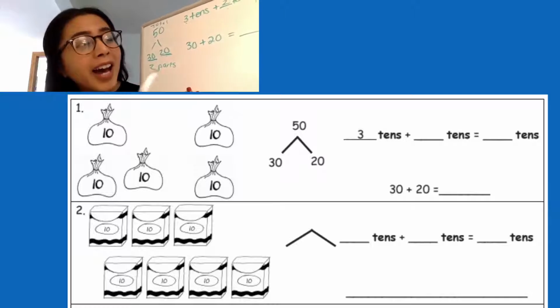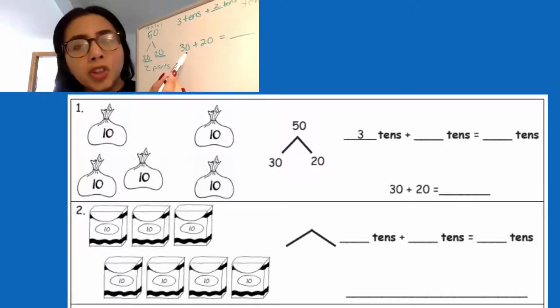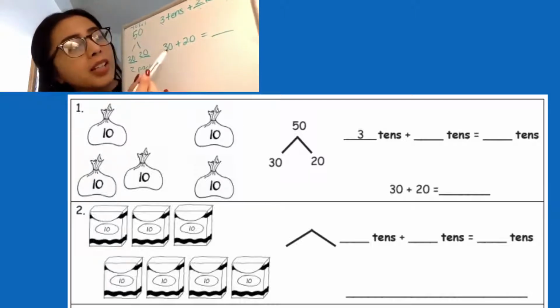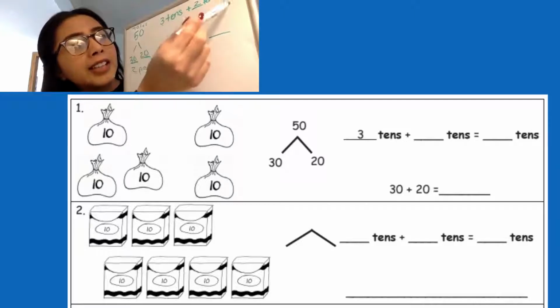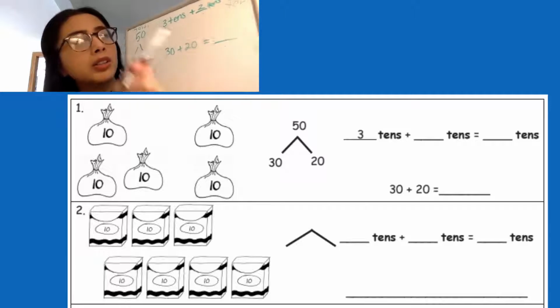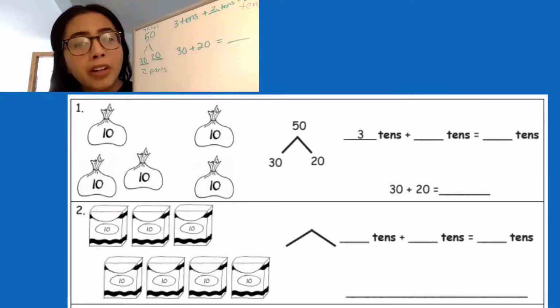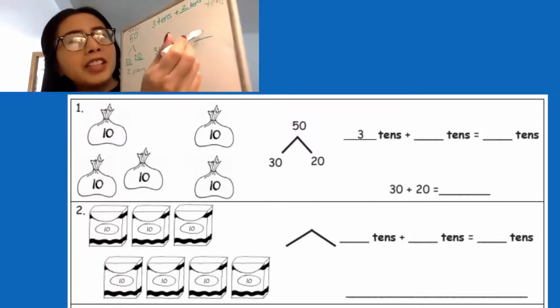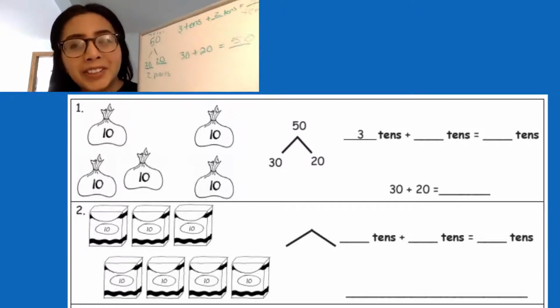And now we can look at our second number sentence, which is just the regular way. So instead of saying tens, tens, tens, we can now just say 30 plus 20 equals, what's my answer? How many were there all together? 50. Our answer is 50.